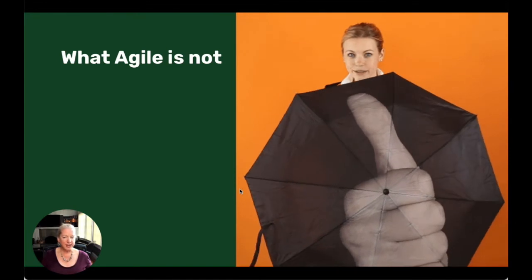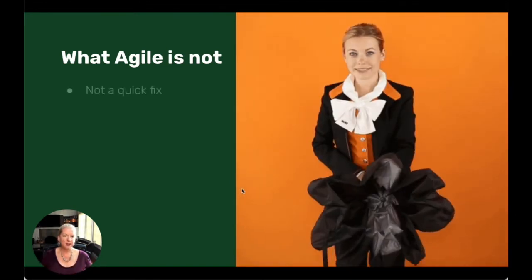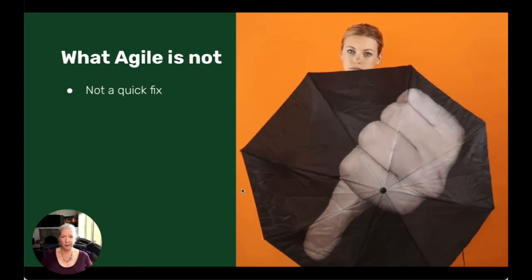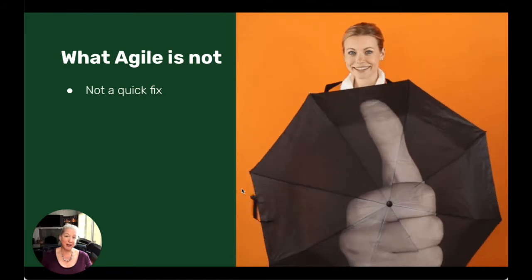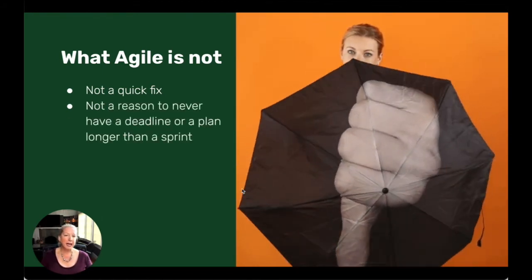So there's a few things that Agile is not. It is not a way to fix team health. It's not a quick fix. If your team health is bad, if there's disagreements and people aren't collaborating, Agile's not going to necessarily make that better. It's also not a reason never to have a deadline or plan longer than a sprint.